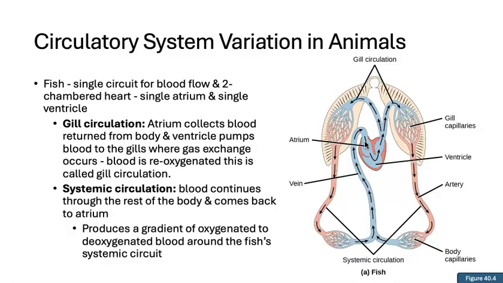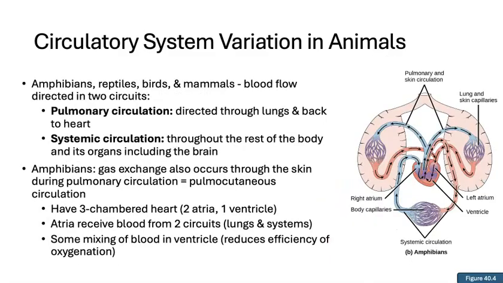This is systemic circulation, because our blood is continuing through the rest of the body and coming back to the heart into the atrium. And in doing so, we're producing a gradient of oxygenated to deoxygenated blood around the fish's systemic circuit. Now, what about our amphibians, reptiles, birds, and mammals?